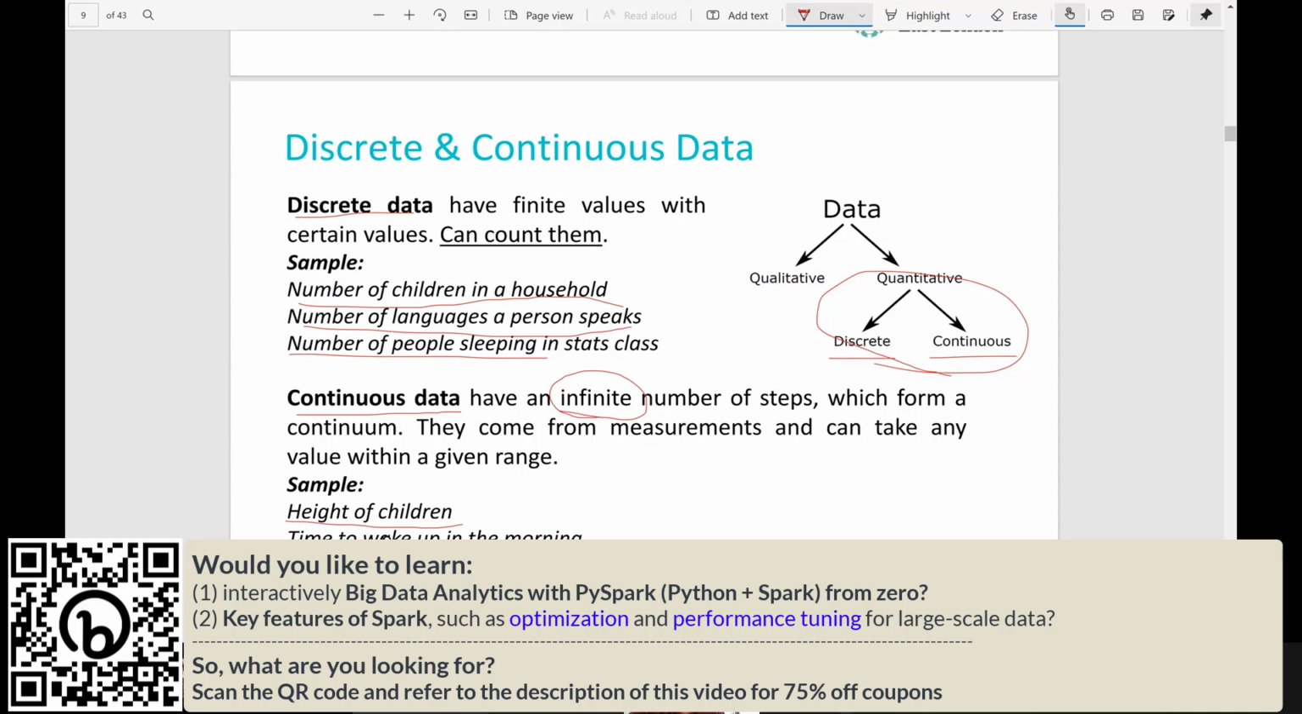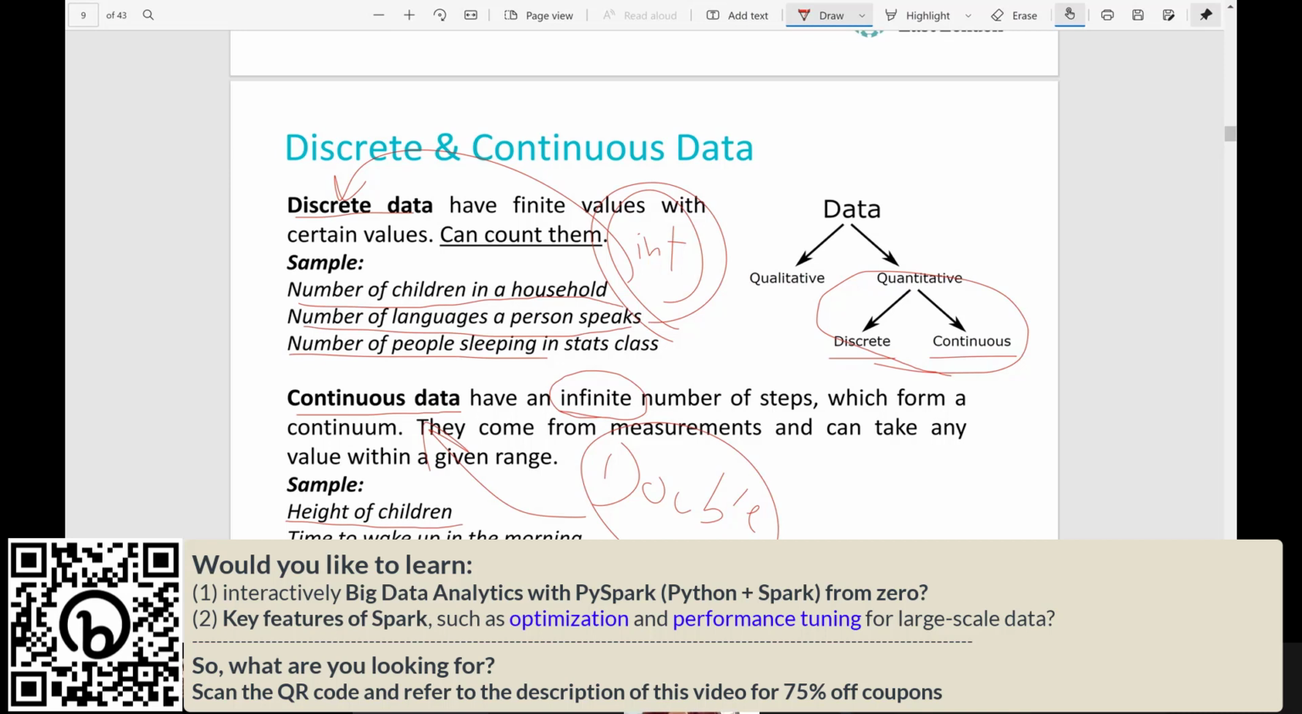Or the time to wake up in the morning, the speed of the train. Can you see that both discrete and continuous are numbers? But discrete values are integers, while here they are double values, or let's say float values. So if you face any double or float values, you have to consider it continuous. If you face any integer value, we consider it discrete data. This is like a flag to understand discrete and continuous.